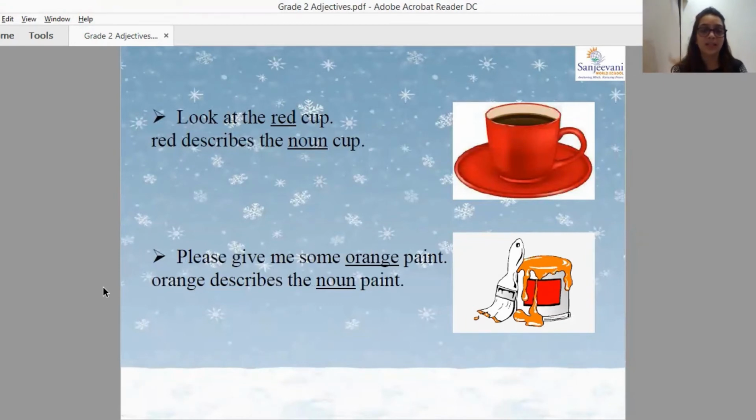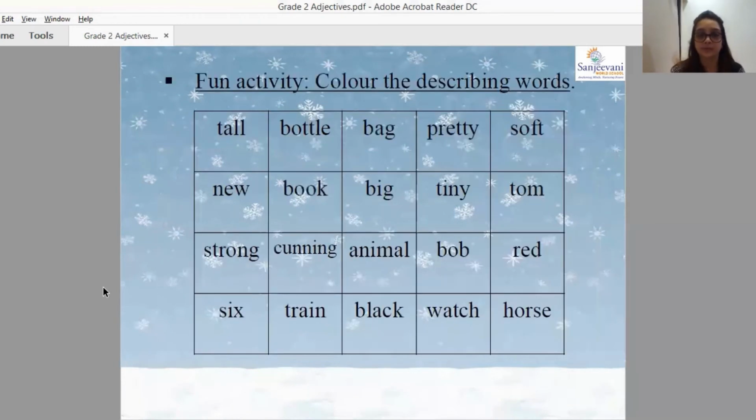All right. The next is, please give me some orange paint. Now over here, the word orange is describing more about the paint. I repeat, please give me some orange paint. Orange describes the noun, it describes the paint, it describes the color of the paint. That is why orange is the describing word or an adjective. You can call it both.